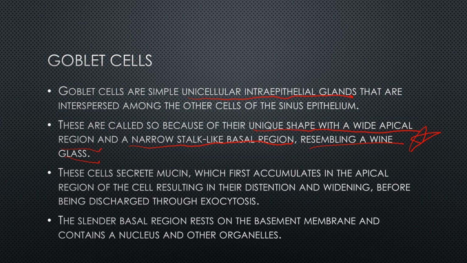These cells secrete mucin, which first accumulates in the apical region of the cell, resulting in its distension and widening before being discharged through exocytosis. The slender basal region rests on the basement membrane and contains the nucleus and other organelles. So this is the structure, this is the function, and this is the general intro.